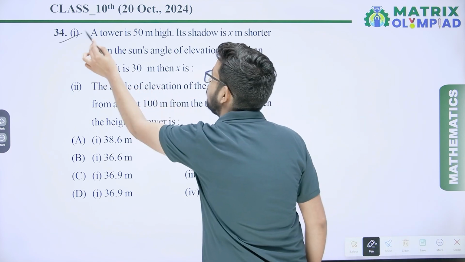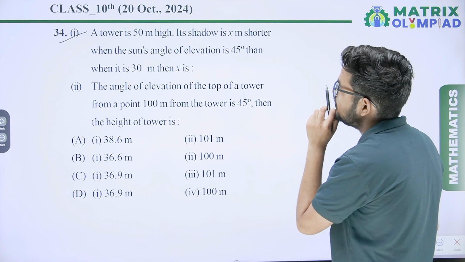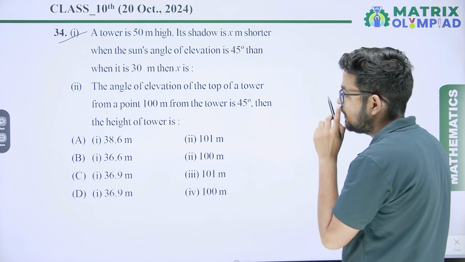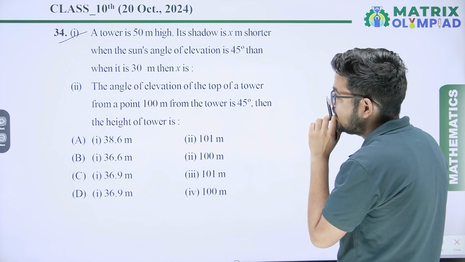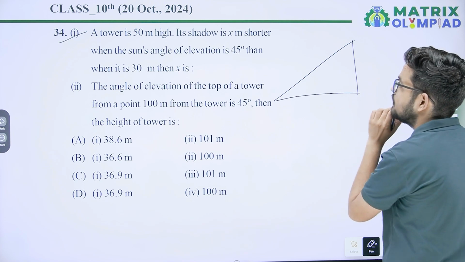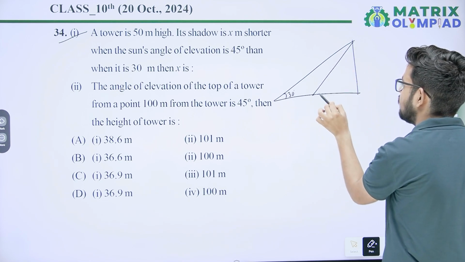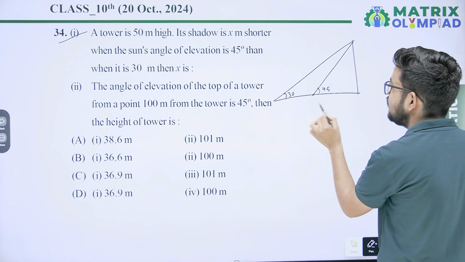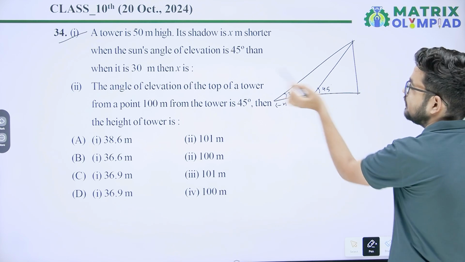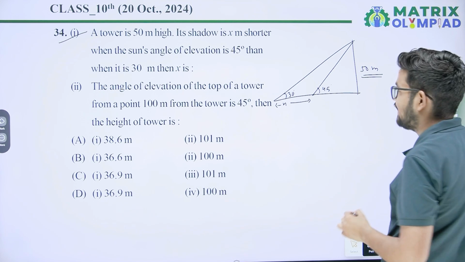In question number 34, there are two questions. First, a tower is 50 meter high and its shadow is x meter shorter when the sun's angle of elevation is 45 degree than when it is 30 degree. Then x is. It is saying that for a tower, the shadow of the tower when it is 30 degree and when it is 45 degree, at 45 degree it is x meter shorter. It means the difference is x meter, and the height of the tower is 50 meter. So we have to find the value of x.